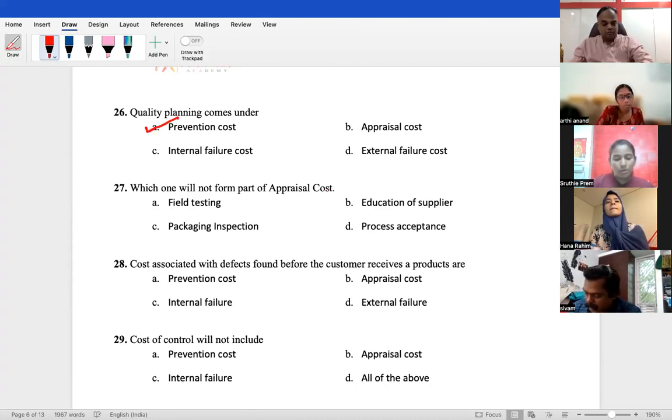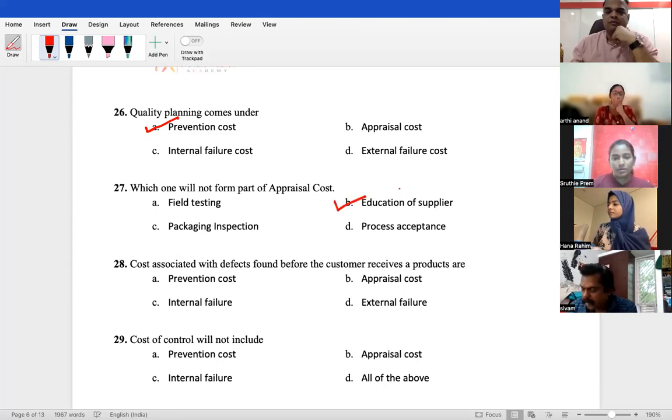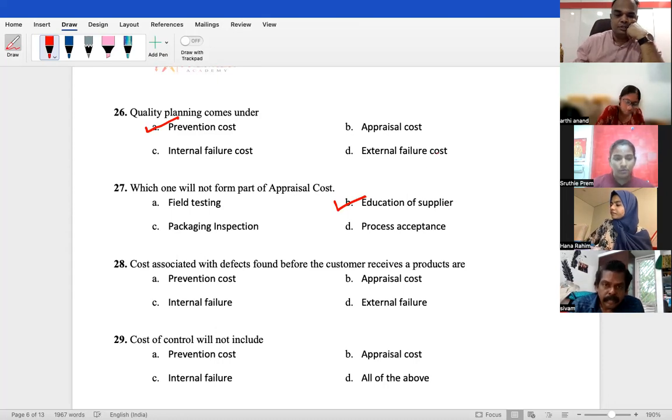Which one will not form part of appraisal cost? Option A, field testing, B, education of supplier, C, packaging inspection, D, process acceptance. Education of suppliers will not form part of appraisal cost. Good.